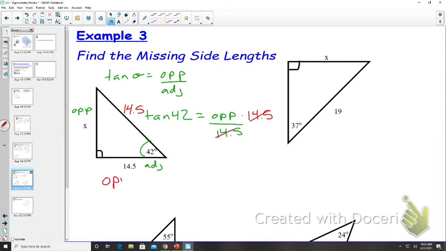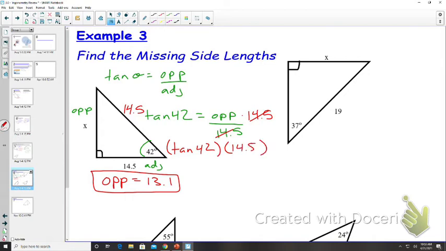And then you get an opposite side of... Nice. Wait, what? I probably did it wrong. You used tan 42 times. So literally, you're going to do tan 42 multiplied by 14.5 into your calculator. Okay, 13.1. I think I did it wrong.